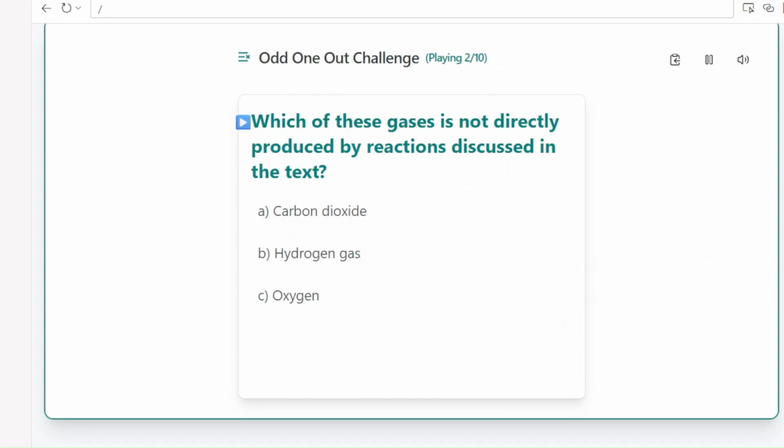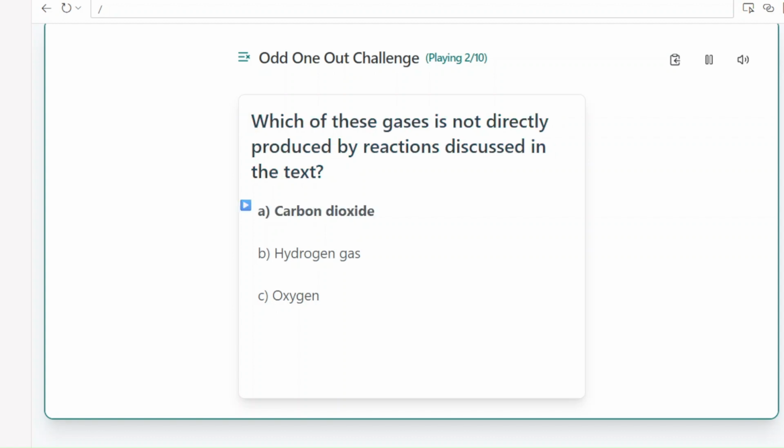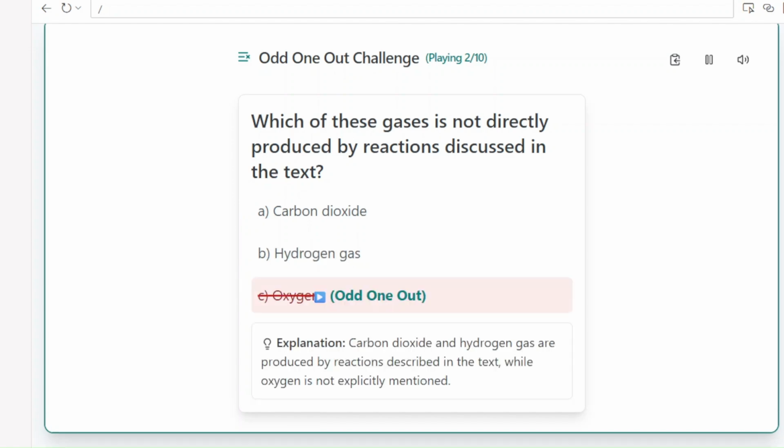Which of these gases is not directly produced by reactions discussed in the text? Carbon dioxide, hydrogen gas, oxygen. The odd one out is oxygen. Because carbon dioxide and hydrogen gas are produced by reactions described in the text, while oxygen is not explicitly mentioned.